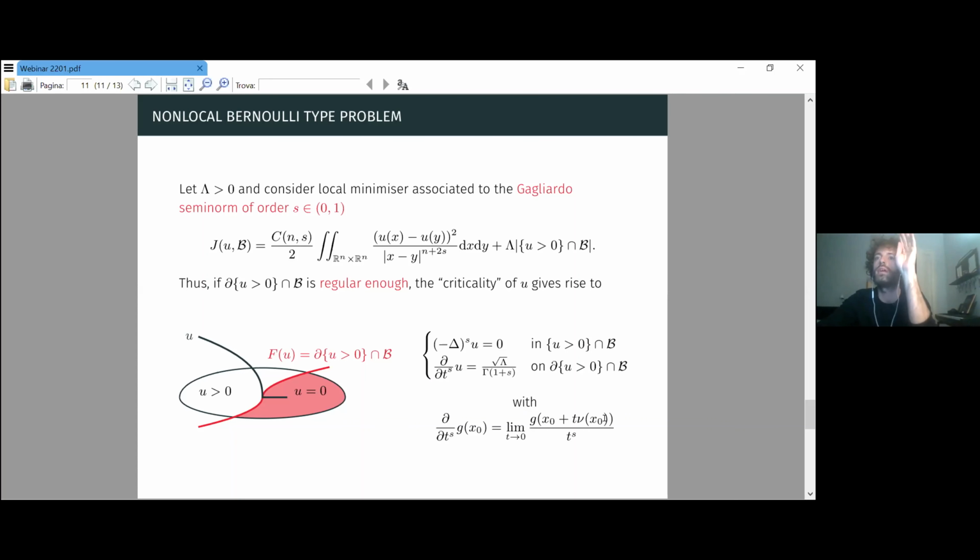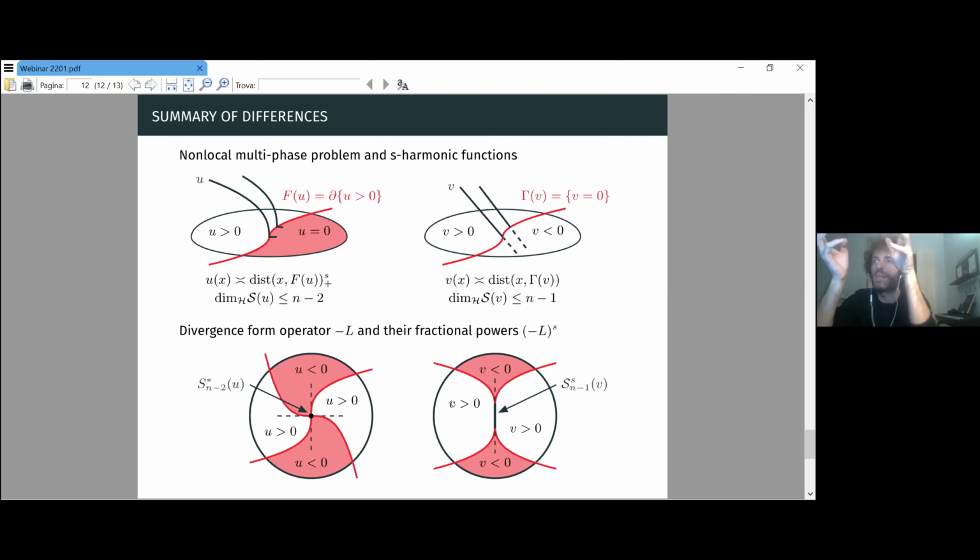I don't want to enter into the detail, but just by summarizing all the results, in the non-local case there are many differences. If you look at non-local multiphase or one-phase problems and the s-harmonic function, in the case of segregation in one phase, the function behaves like the distance to a fractional exponent and the singular set is small. Instead, if you look at harmonic functions, at least your function behaves like a linear object and the singular set can be as big as the whole nodal set. So this is the first difference, and somehow it is related to what Susanna said before.